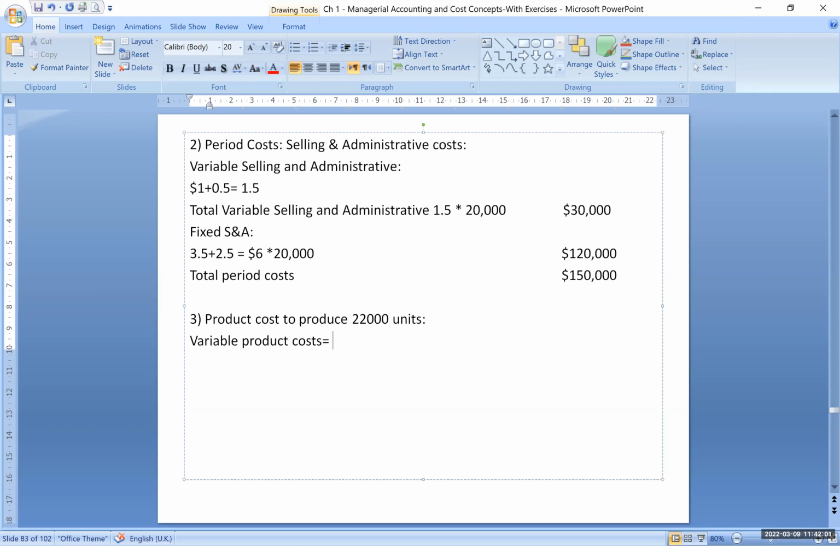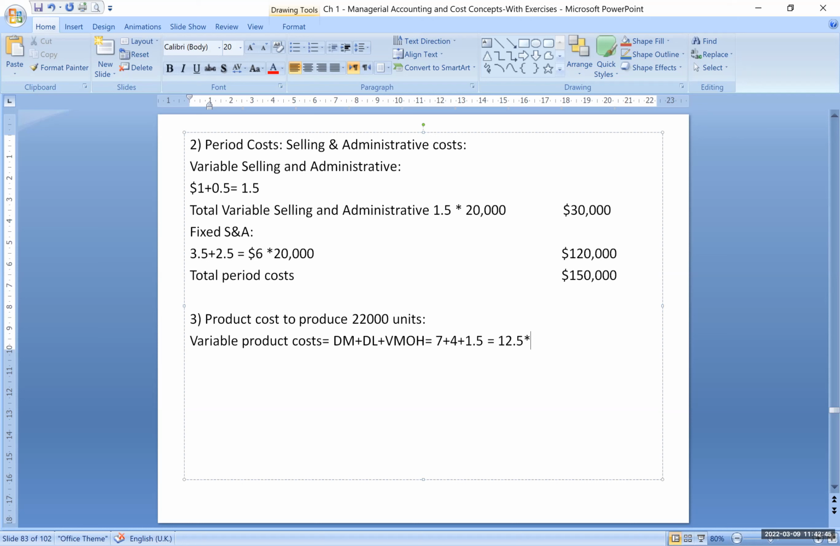Is equal to direct material is variable, direct labor is also variable, and the variable part only of the manufacturing overhead can be considered variable, okay? So we have here $7 plus $4 labor plus 1.5 variable manufacturing overhead. If you like, this will be direct material, direct labor, and the variable manufacturing overhead only, okay? So the total for the variables will be 12.5, okay?